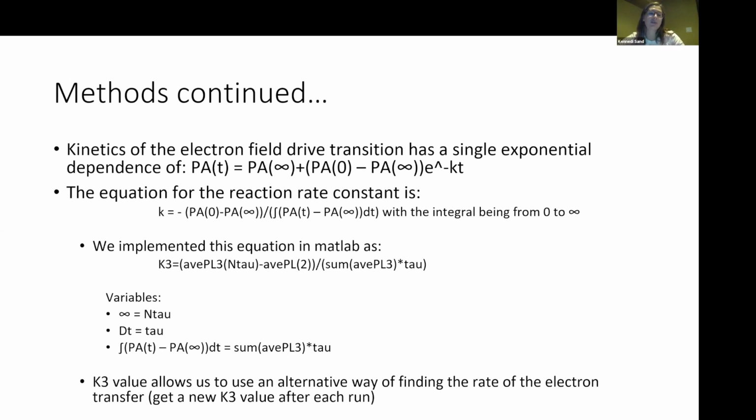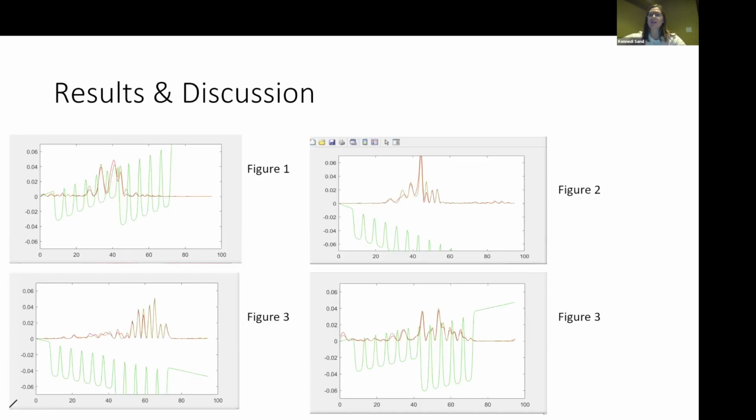This K3 value that we get allows us to use an alternative way of finding the electron transfer rate. After every run I did, I got a new K3 value. And so here are my results. In figure 1, let's see here.